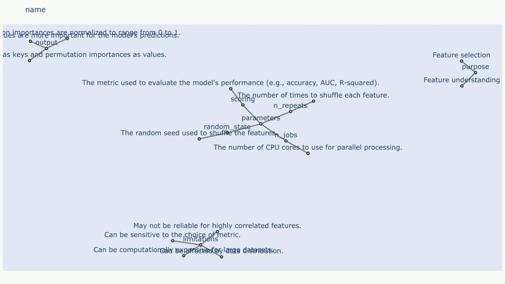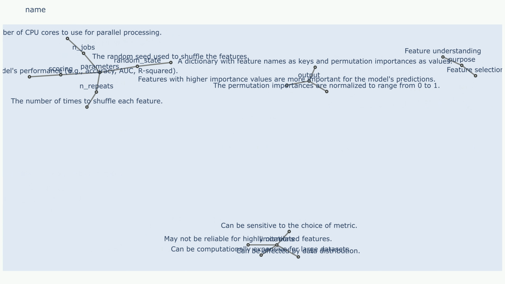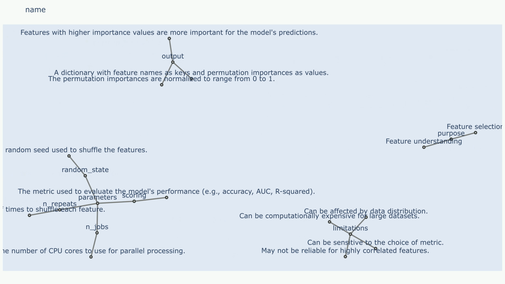1. Model training. You first train your machine learning model on a dataset. 2. Feature permutation. The function iterates through each feature in your dataset. For each feature, it shuffles the values in that feature column, effectively disrupting the relationship between the feature and the target variable.